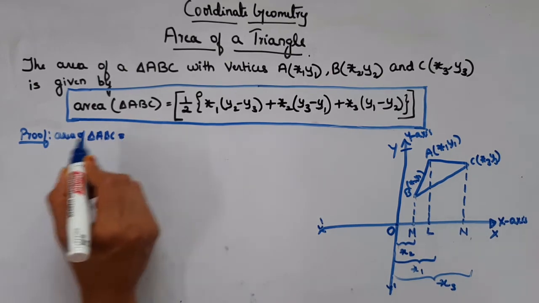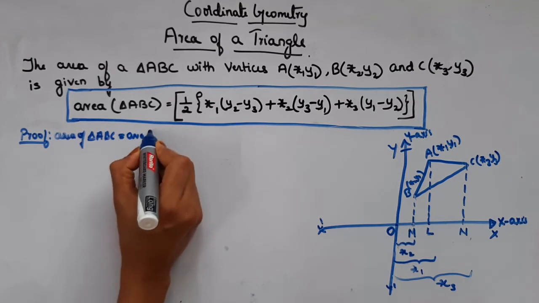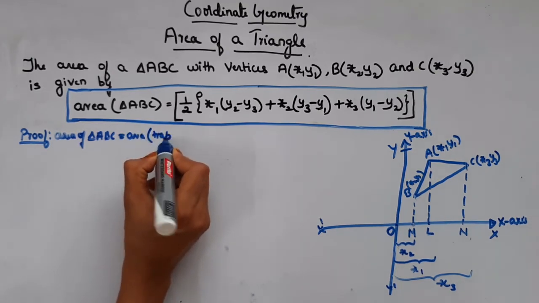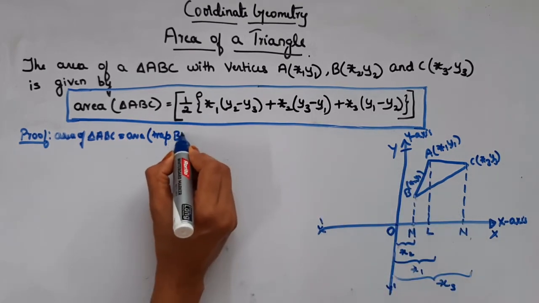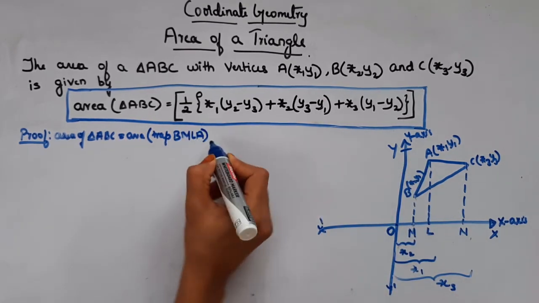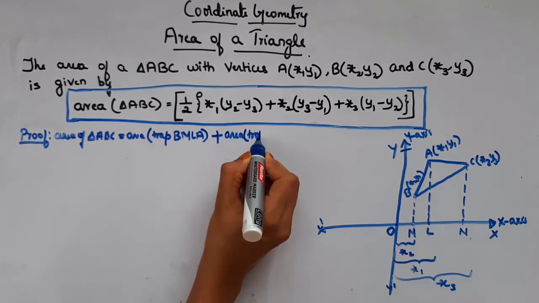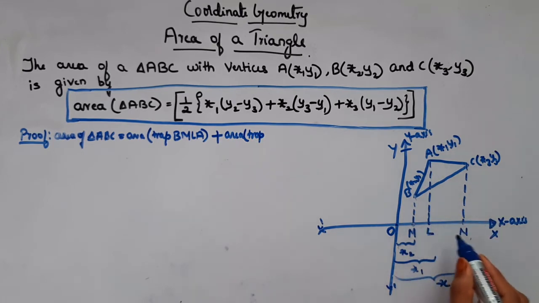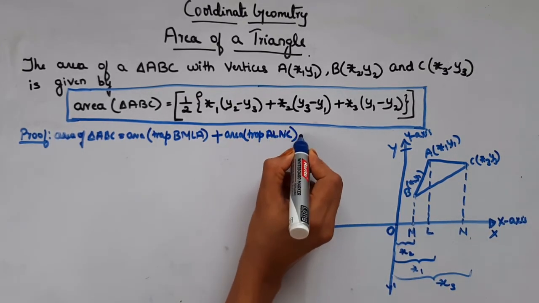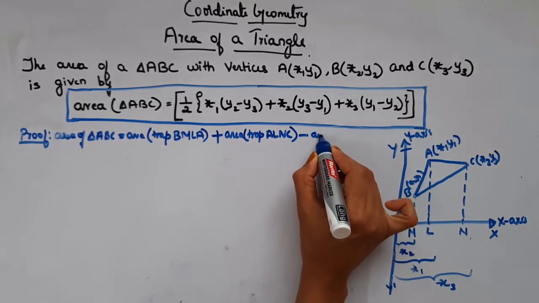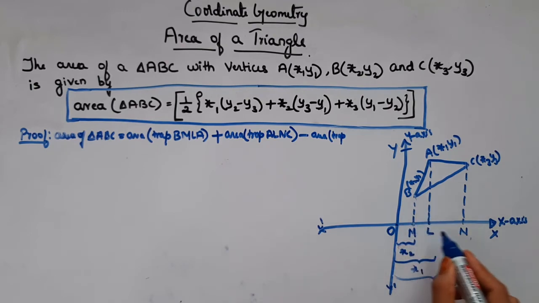Here we have area of triangle ABC is nothing but area of trapezium BMLA plus area of trapezium ALNC minus area of trapezium BMNC, right?